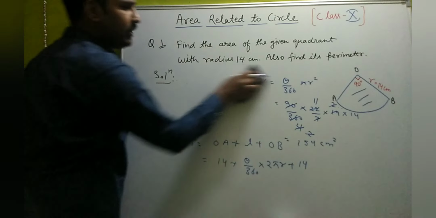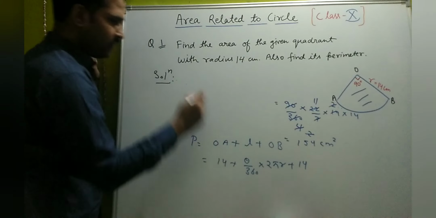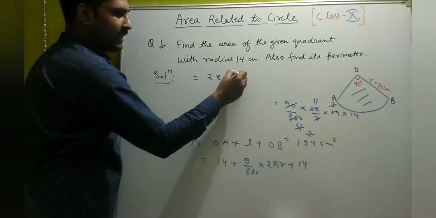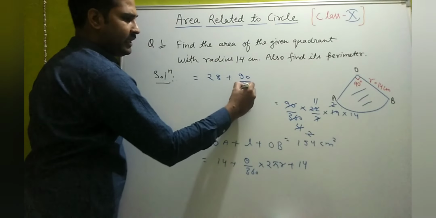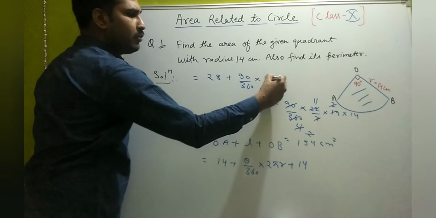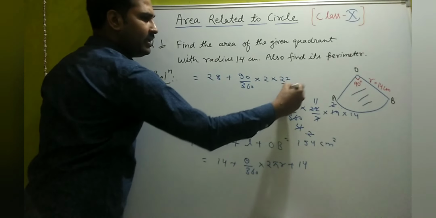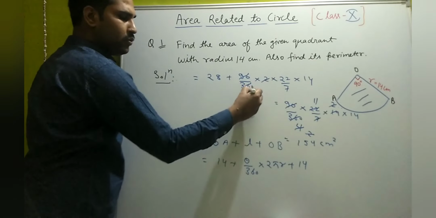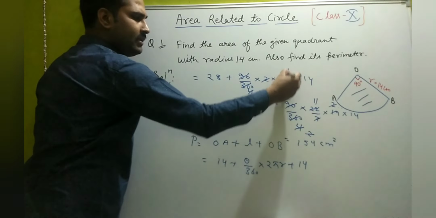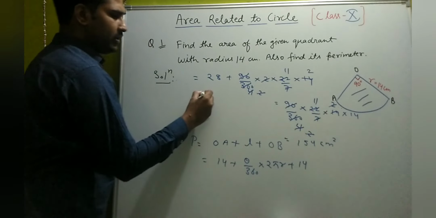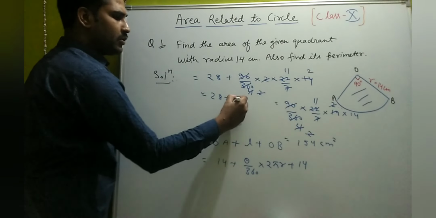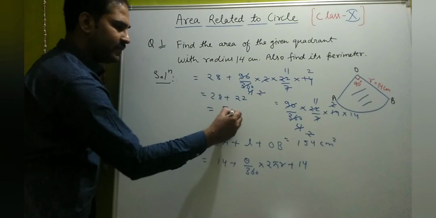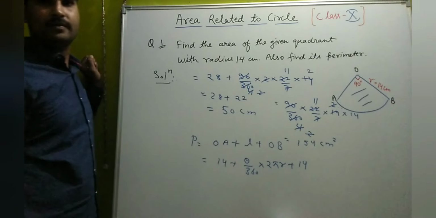Now if we want to calculate it, 14 plus 14, that is 28, plus theta means 90 upon 360 into 2, the value of pi again 22 by 7 into 14. 90 into 4 is 360, 2 twos are 4, 2 into 11 and 7 twos are 14, so 28 plus 11 twos are 22, so the total perimeter of the given sector is 50 centimeter.